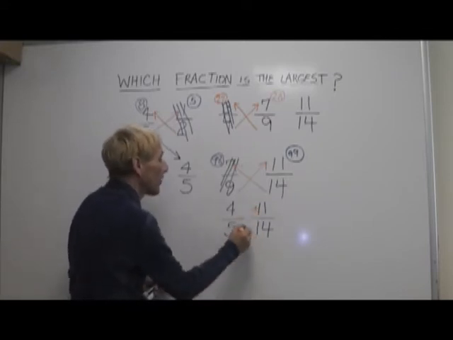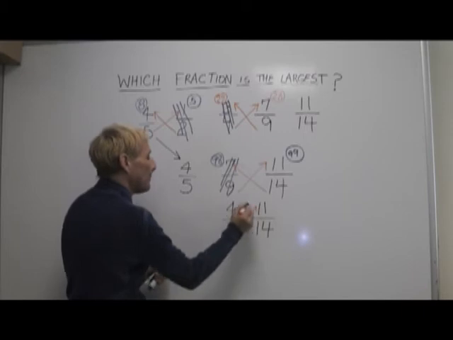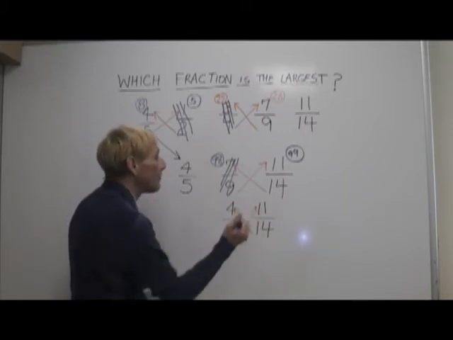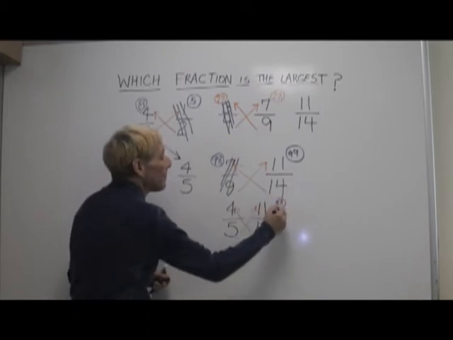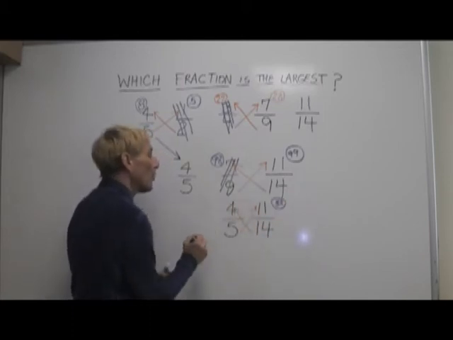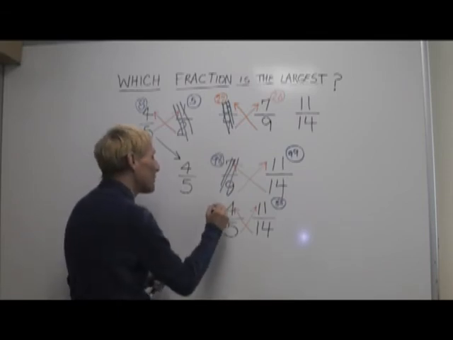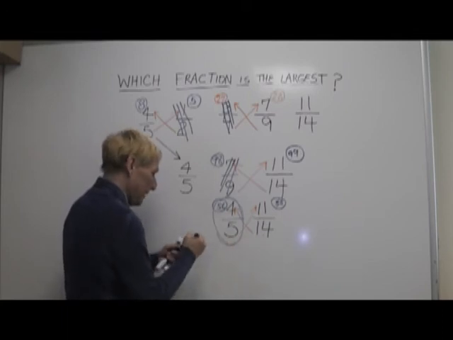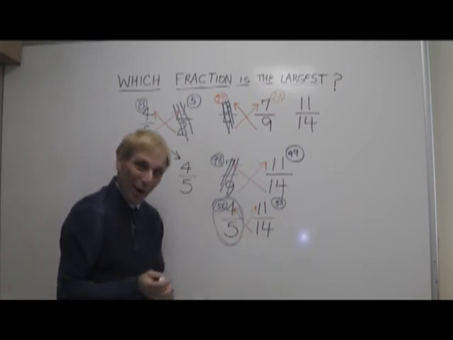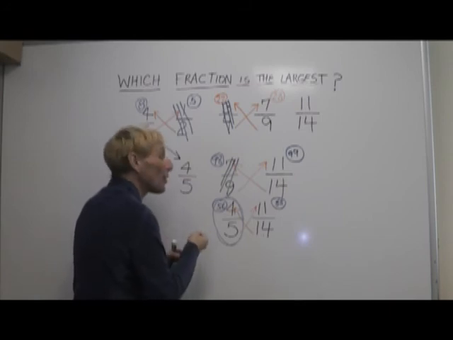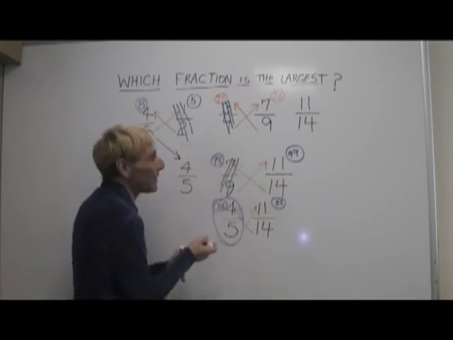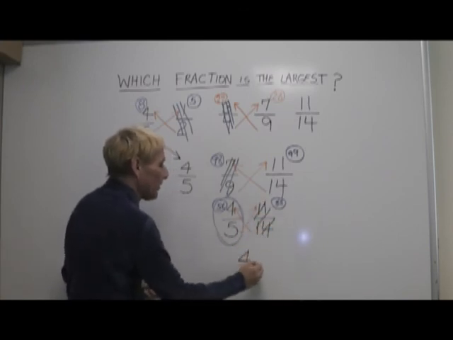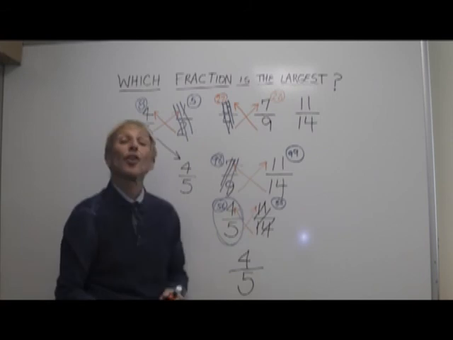I'm going to do my cross from, remember, bottom to top. And I have 5 times 11 here is 55. And 14 times 4, again, really close, 56. So the 4/5 ended up with the largest number next to it on that last round, it's the largest of all of them. Because along the way when you cancel it, they're going to be smaller. You don't have to worry about the ones you canceled out. 4/5 is the largest of them all.